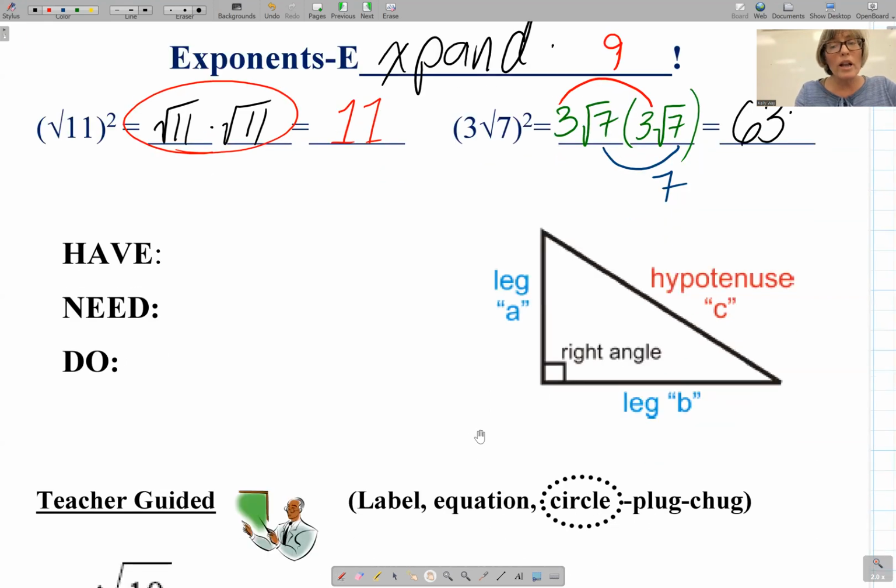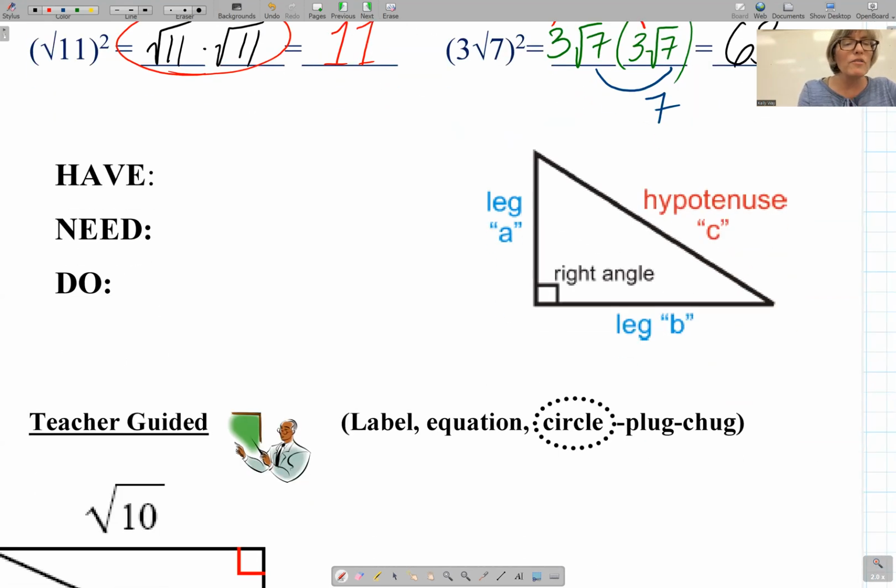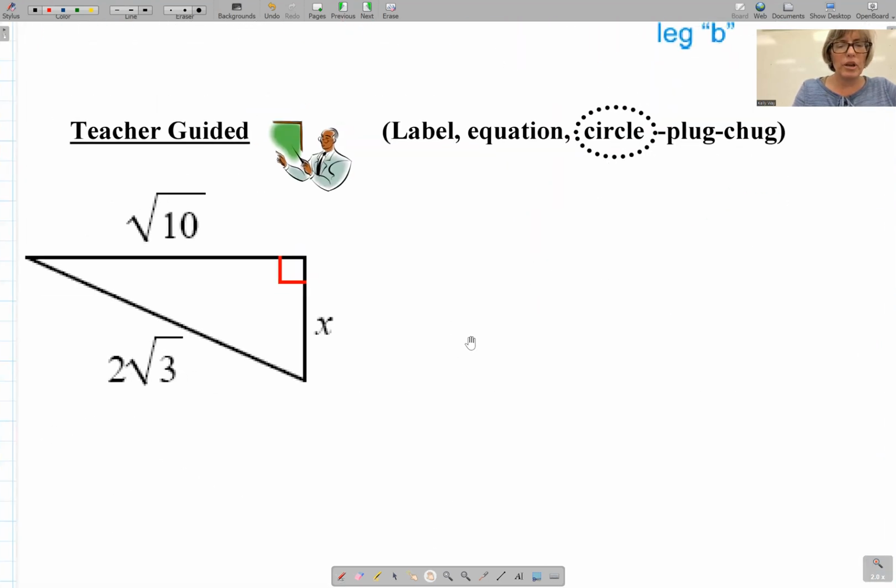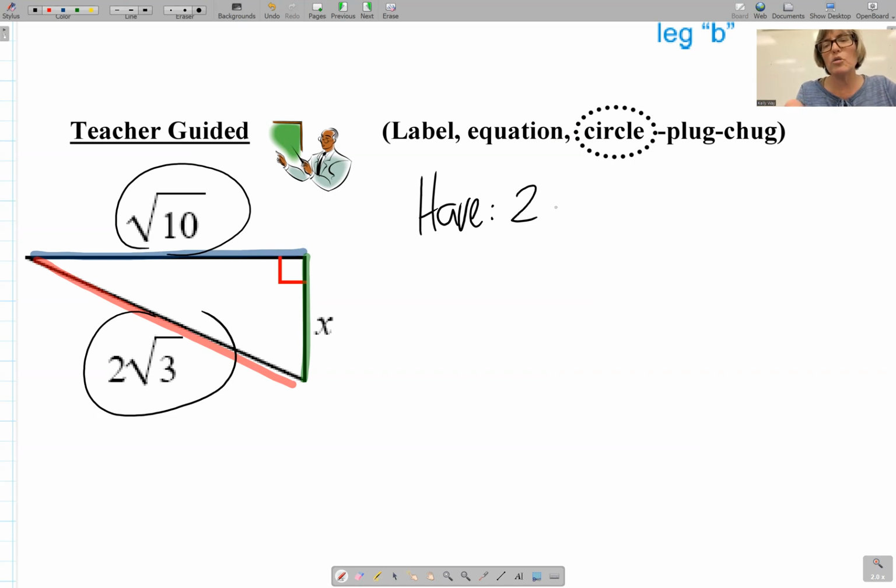Whenever we're working with right triangles, we're going to follow this have, need, do formula. Let me give you an example here. Look at what you have. We have one leg, another leg. There's our hypo. We have two sides of a right triangle. We have two sides. We need a third side.